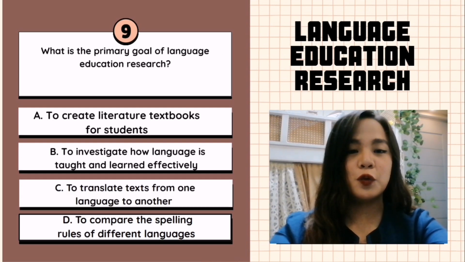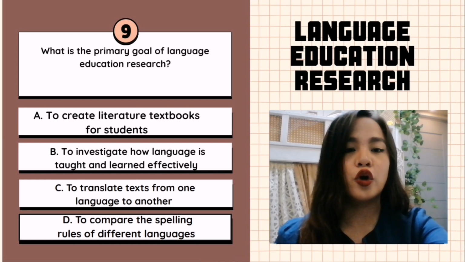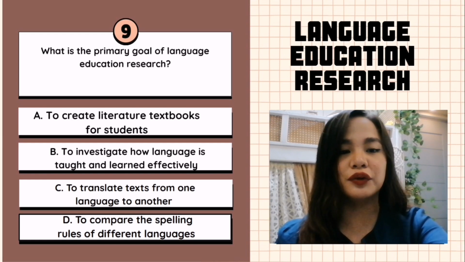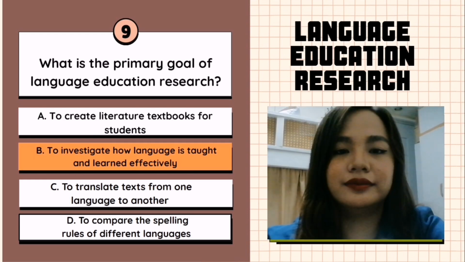Question 9. What is the primary goal of language education research? A. To create literature textbooks for students. Or B. To investigate how language is taught and learned effectively. Or C. To translate text from one language to another. Or D. To compare the spelling rules of different languages.